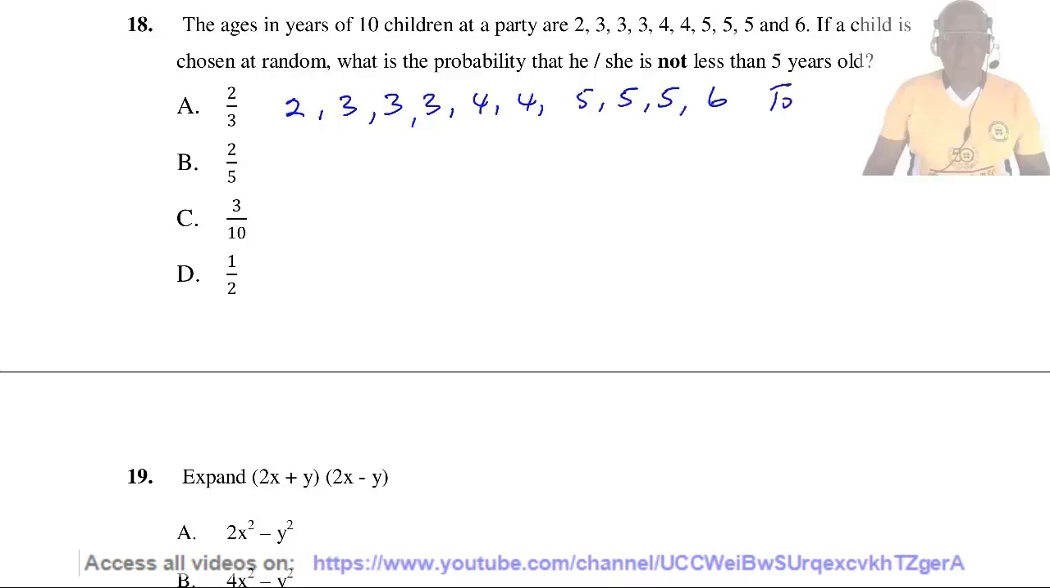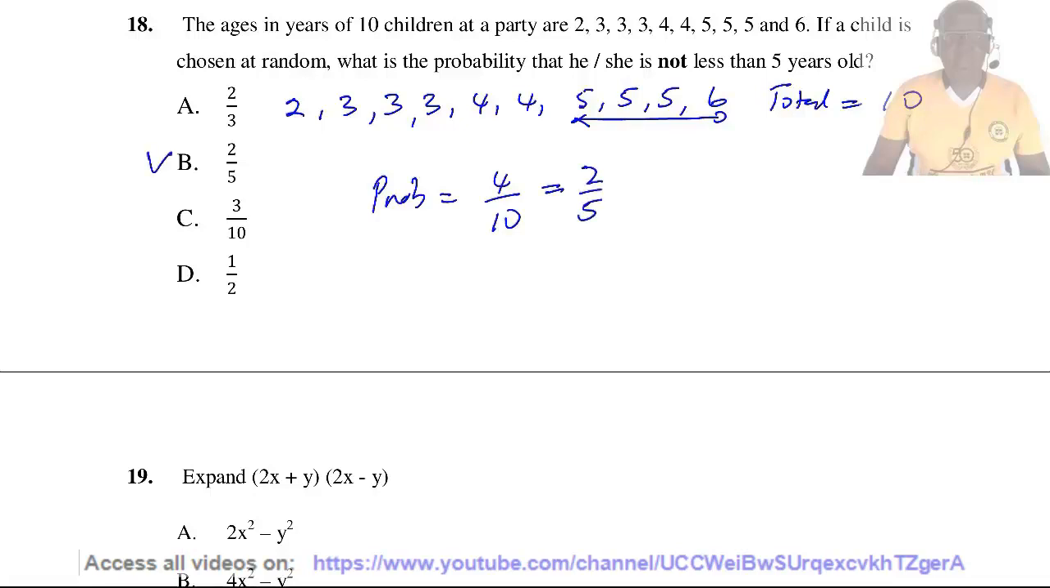The total number of children equals 10. A child not less than 5 years means either 5 or 6 years. Thus, within this range, they are 1, 2, 3, 4 in number. So the probability is going to be equal to 4 divided by 10, which equals 2 divided by 5. So the answer is B.